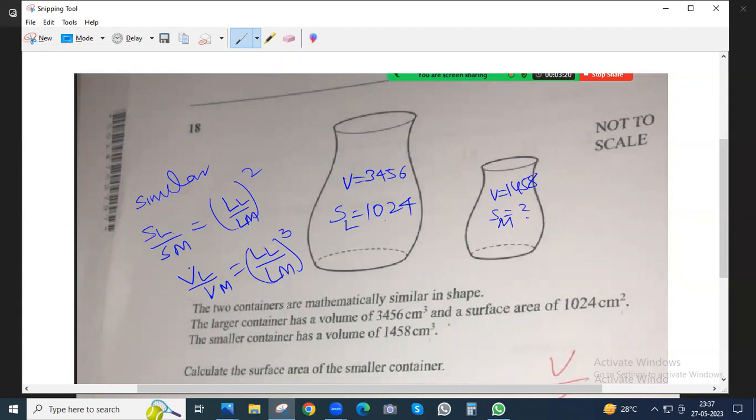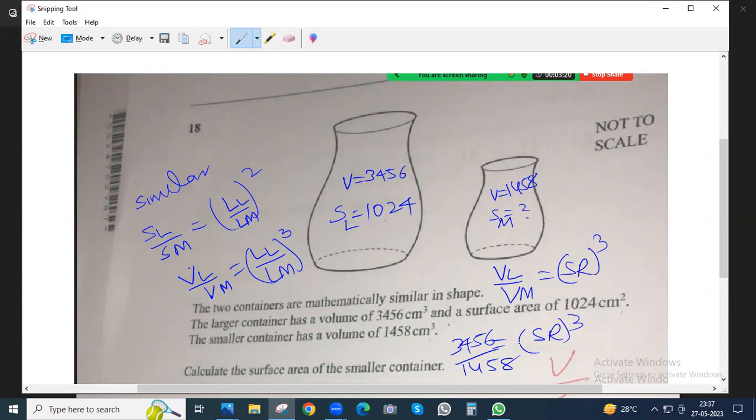So what we will do is we'll find this ratio. Let me call this the side ratio. I'm writing here that VL over VS is the side ratio whole cube. So the side ratio whole cube is equal to 3456 divided by 1458.